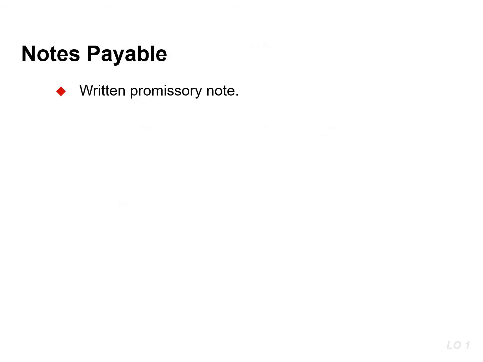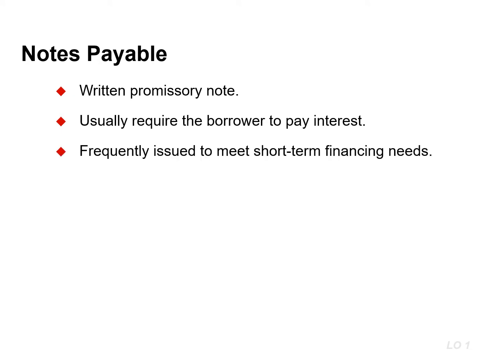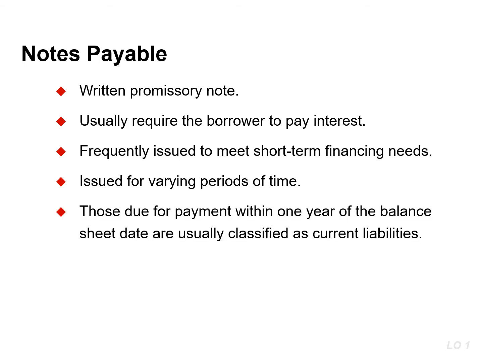Companies record obligations in the form of written notes as notes payable. Notes usually require the borrower to pay interest. Companies frequently issue notes payable to meet short-term financing needs, but notes are issued for varying periods of time. Those due for payment within 1 year of the balance sheet are classified as current liabilities.